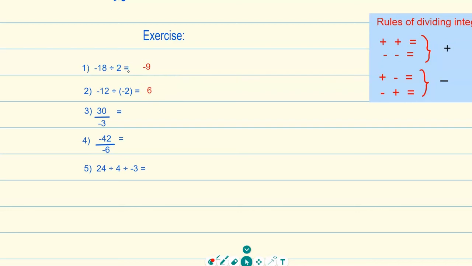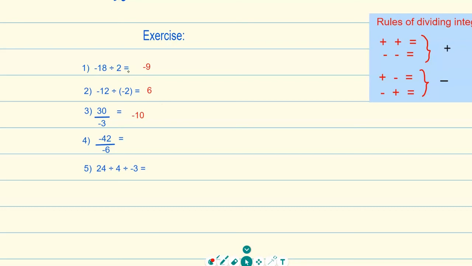And for number 3, remember this sign is a sign of fraction, so it doesn't look like the ones you've done here, but they mean the same thing. So this is a sign of fraction, also the sign of division. So 30 divided by negative 3, so you will have a negative 10 for that because you have different signs.